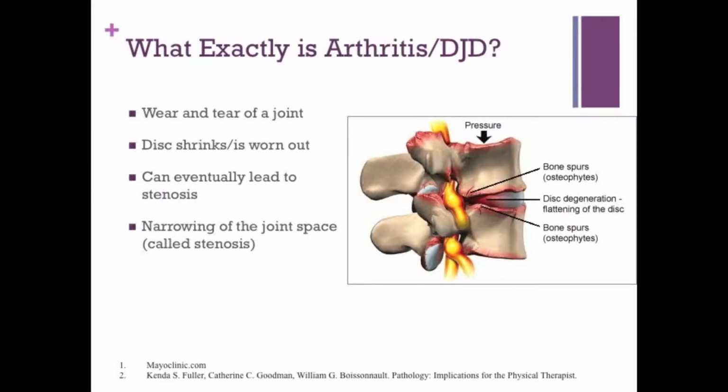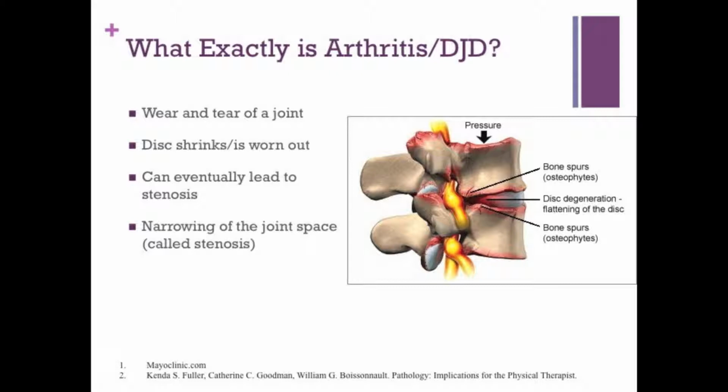What exactly is arthritis and degenerative joint disease? In general, arthritis and DJD are used synonymously, and they both basically mean that there's wear and tear occurring at the joint. This is usually a process over a period of time that can be sped up or slowed down by a number of factors. In general, the disc, which sits between two adjacent vertebrae or bones in your spine, shrinks and/or is worn out, and this usually occurs through the loss of fluid in the disc itself.